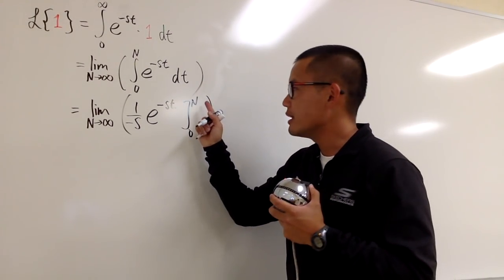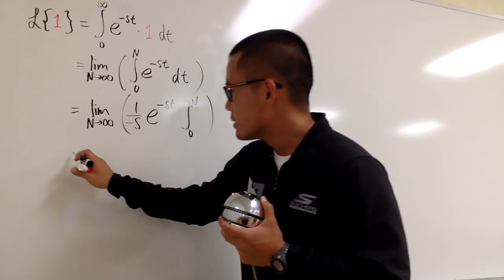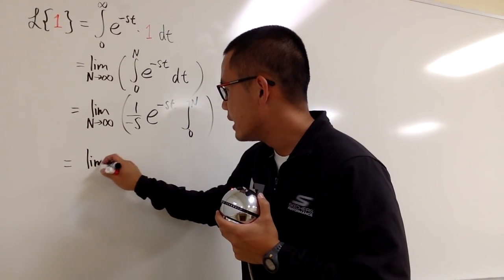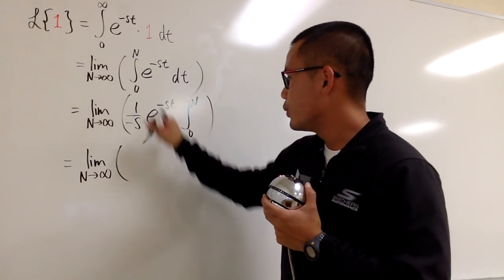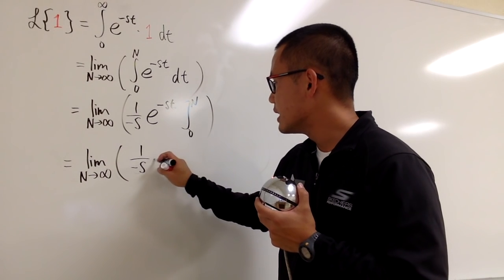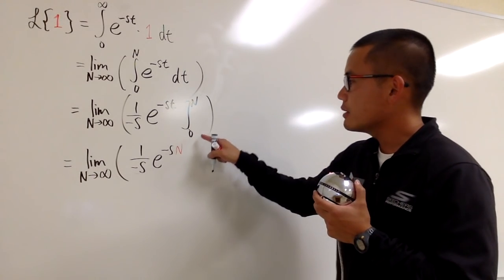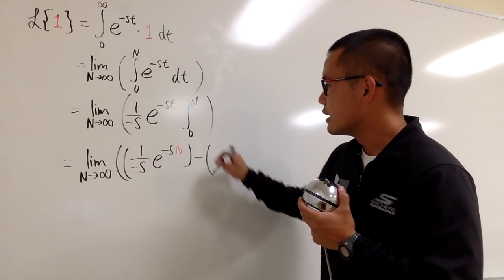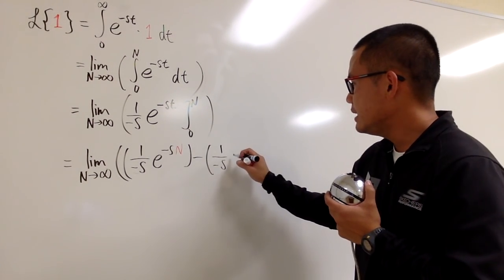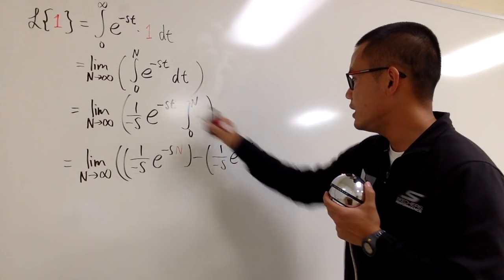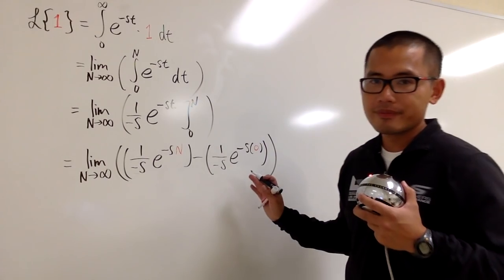And now, plugging n into t, plugging 0 into t, and then we subtract two things. So we will have the limit as n goes to infinity. Plugging into here, we will have 1 over negative s e to the negative s times n. And then this is the first part. We will subtract. Plugging 0 into here, we will have 1 over negative s e to the negative s times t, which is this 0. And that's what we have right here.